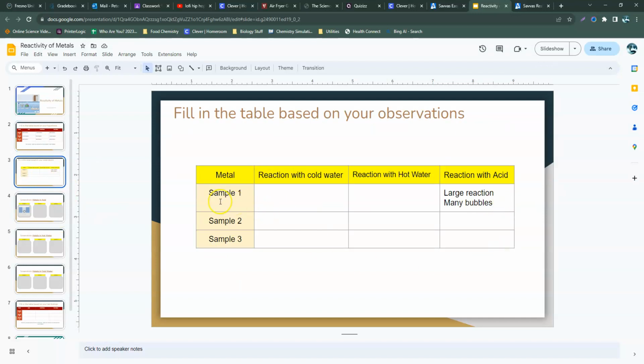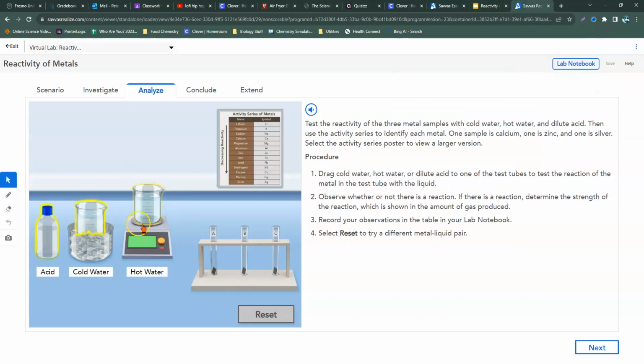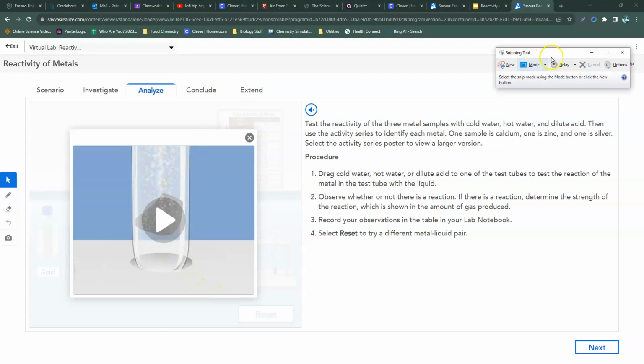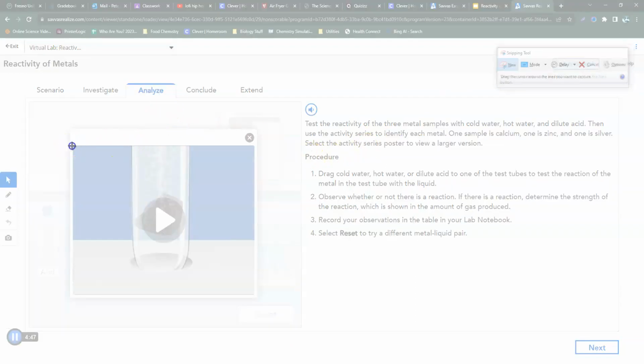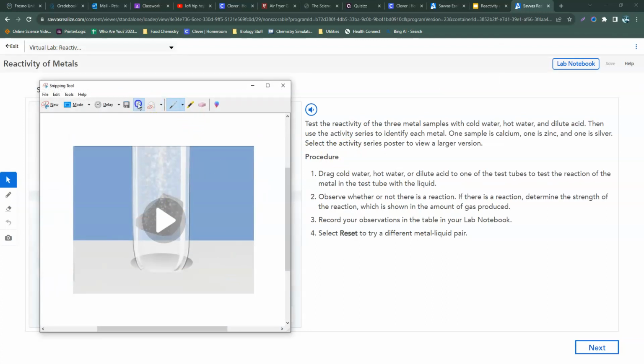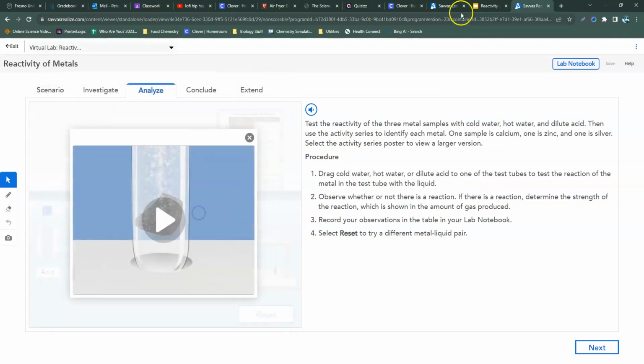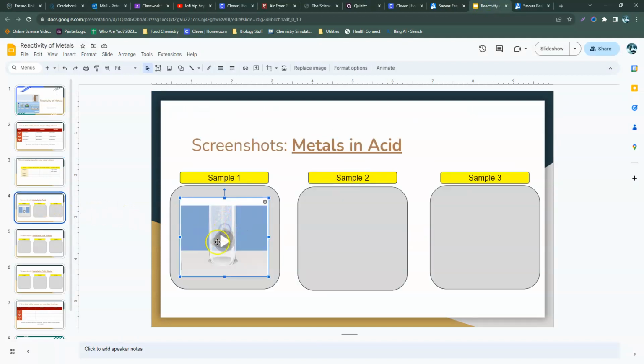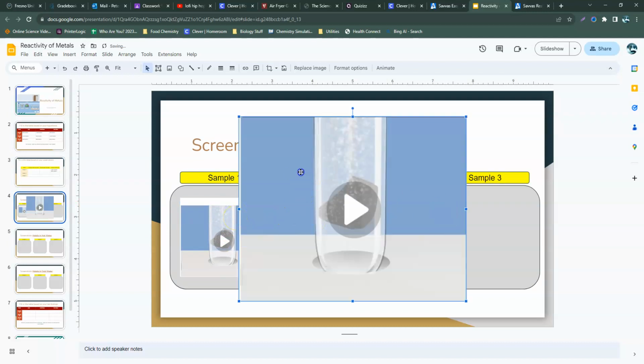So we're going to start with acid, and when I was doing this in class, we did sample 1 with acid, and we saw that it did a large reaction, big bubbles. So let's recreate that just to make sure. So acid, sample A, pour it in, you press play, and we definitely have a large reaction right here. So we're going to get our snipping tool to actually capture that reaction for our slide, so we'll copy that, go back to our slides, and sample 1: large reaction, bubbles. This slide right here, we're putting it there.